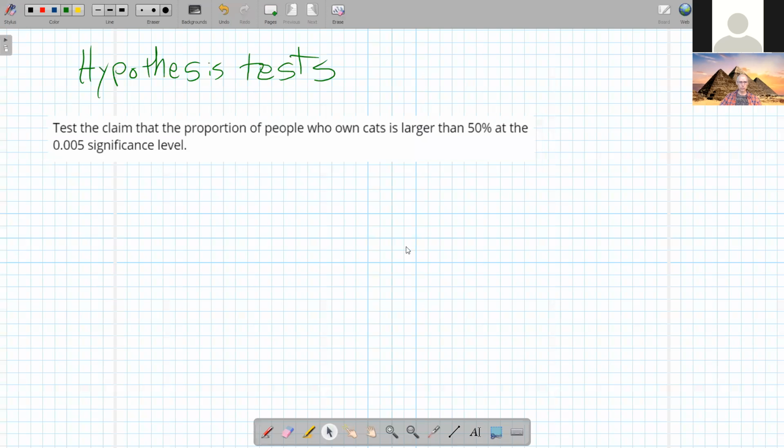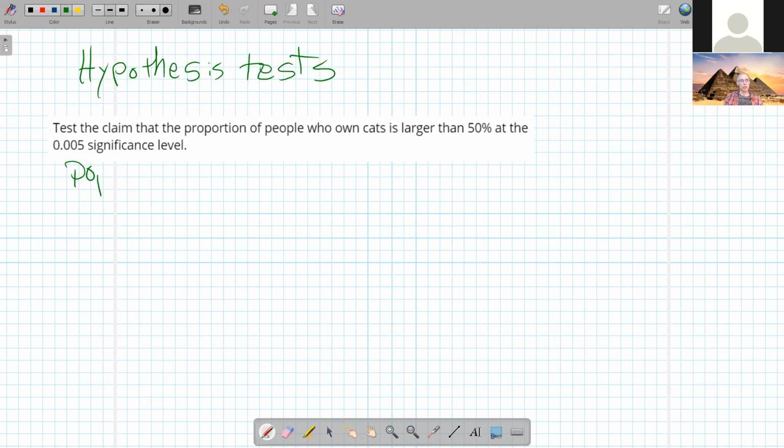Here we go. So, proportion of people who own cats. The population is all people. I don't limit it. I can't say the population is people with just cats, because I'm looking at the proportion of people who have cats. So that means we need to know who has cats and who does not.